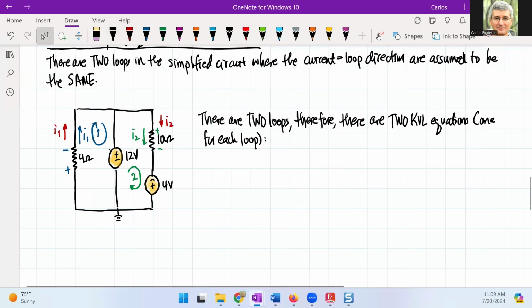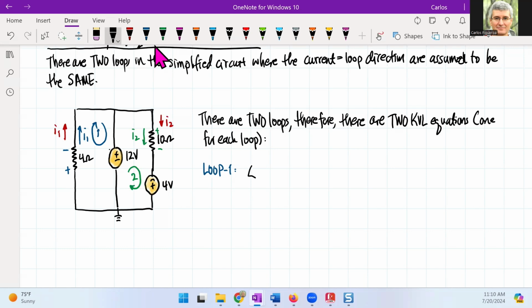So let's write them down. I have loop 1, so I just focus on loop 1 only. As I go around the loop, let's say that we start with the 4 ohm resistor. If I start with the 4 ohm resistor, this is going to give me the voltage across the 4 ohm resistor. I see a plus, so you can see that I'm going to start right here. I go up, I see a plus minus, I come all the way around, and then I see the positive 12.